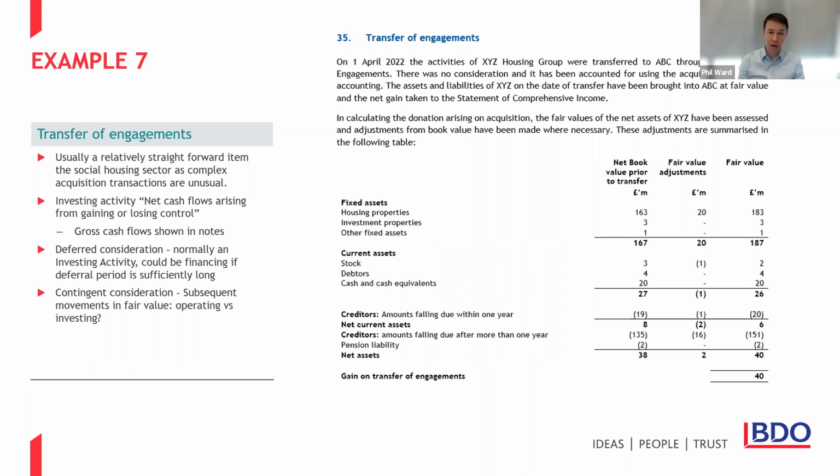Where you do have a consideration paid for any businesses that are joining, any acquisitions, if there's any deferred consideration involved, normally that would still be an investing activity, but it could potentially be financing or partially financing if the deferral period is sufficiently long. And where you've got contingent consideration and subsequent movements in the fair value of that contingent consideration, that needs to be treated as an operating activity. That isn't part of your investing activities. You just make your initial assessment of what the contingent consideration would be.